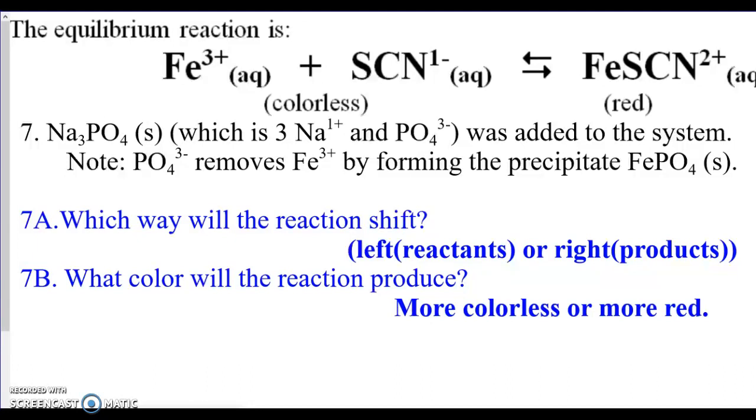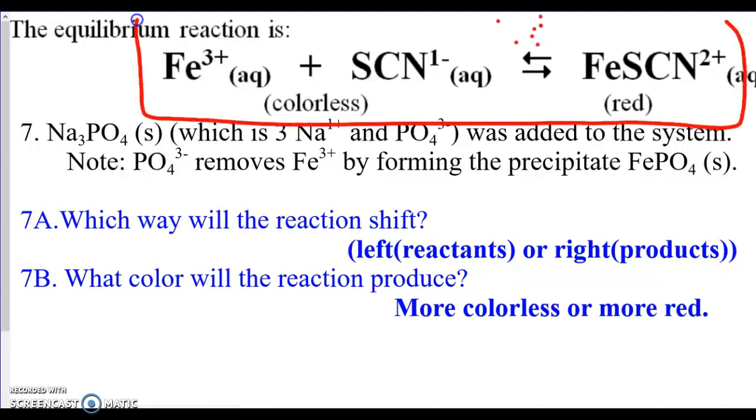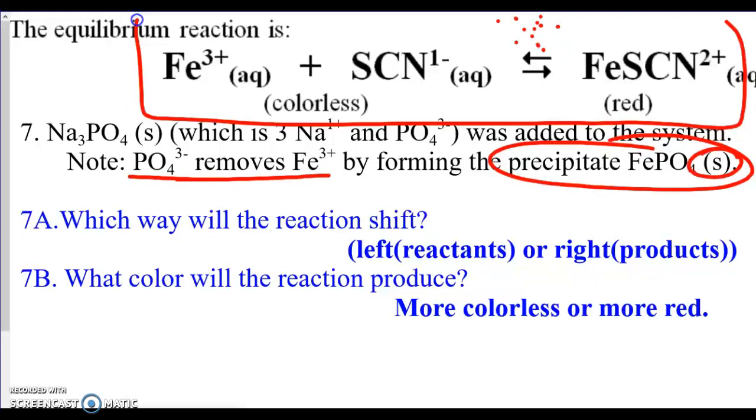So sodium phosphate is added to this reaction. So again, we got a beaker. We're going to sprinkle in some sodium phosphate, and we want to know what's going to happen. It says phosphate removes iron. So this is a fancy way of saying we are removing iron ions. It removes those iron ions because it forms a solid precipitate with the phosphate.